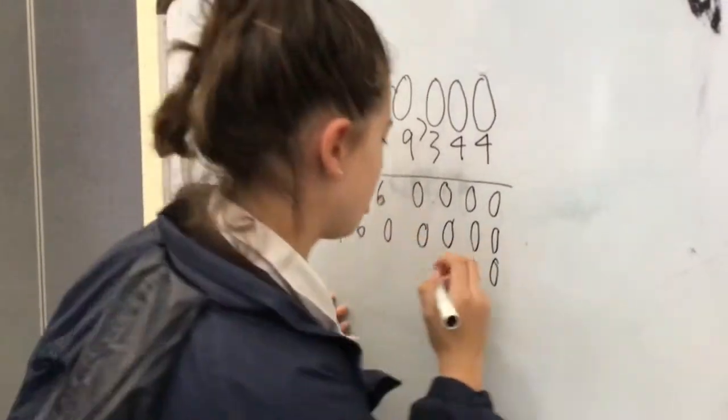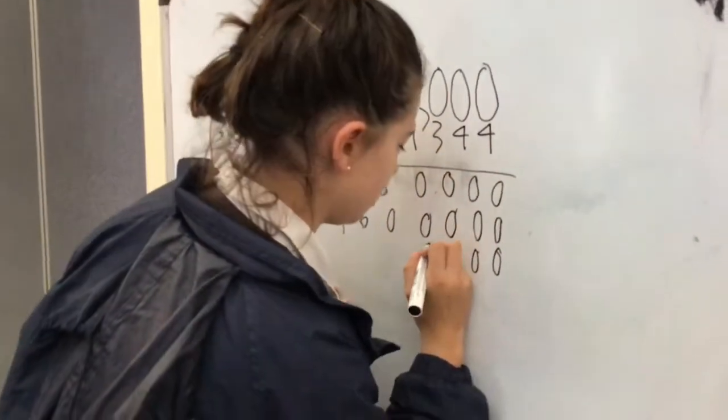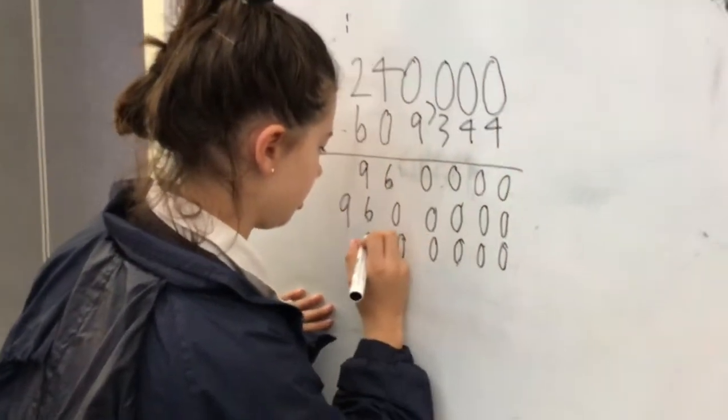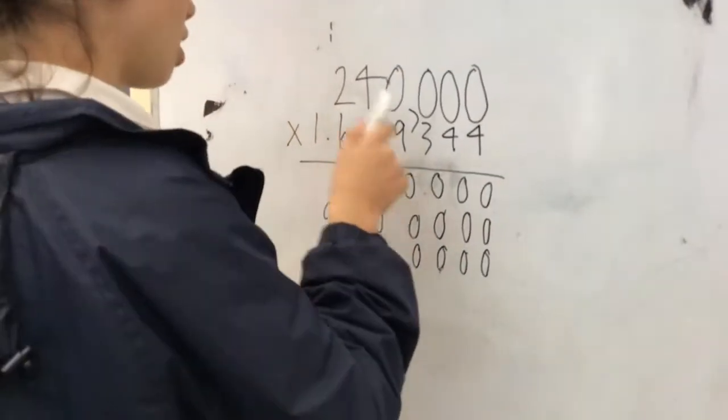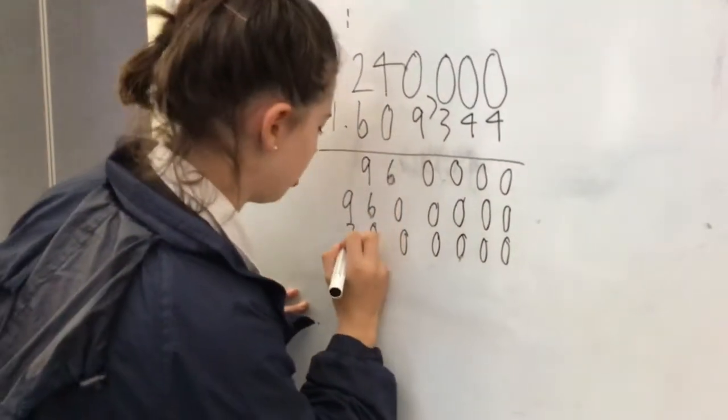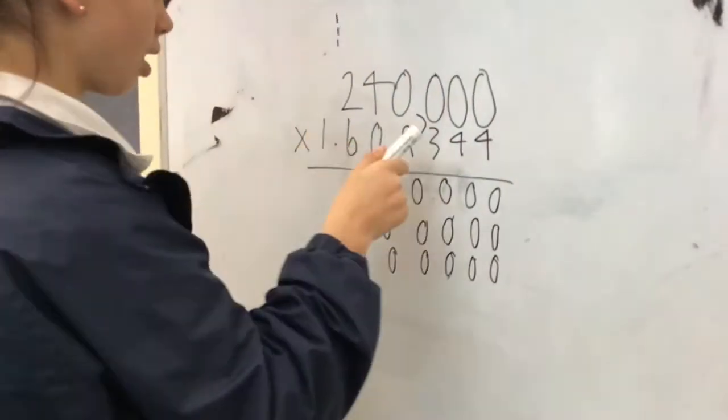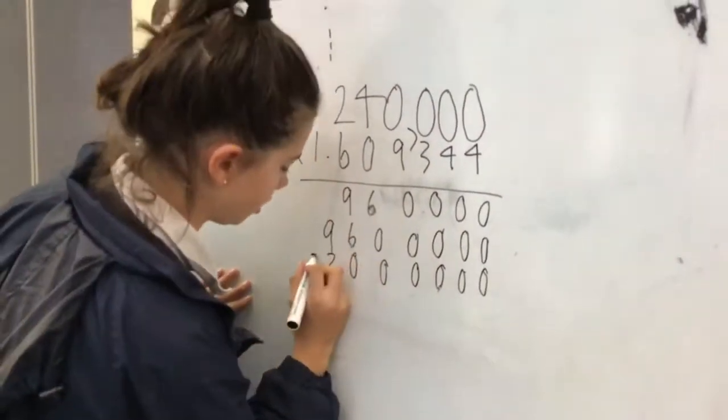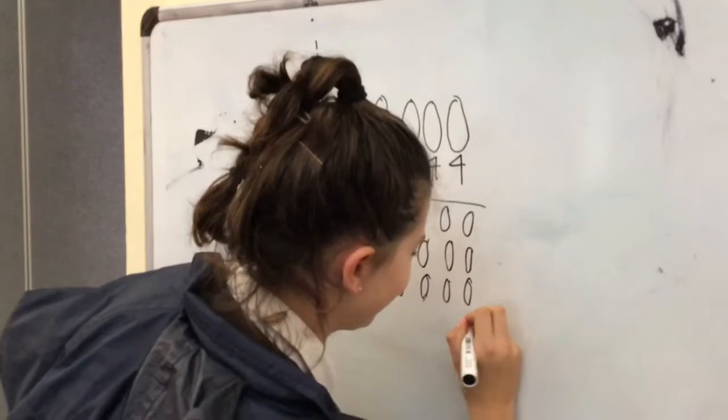3 times 0 is 0, and so on for the zeros. 3 times 4 is 12, put the 2 down there, put the 1 up the top. 3 times 2 is 6, plus 1 is 7. And then you put 3 zeros.